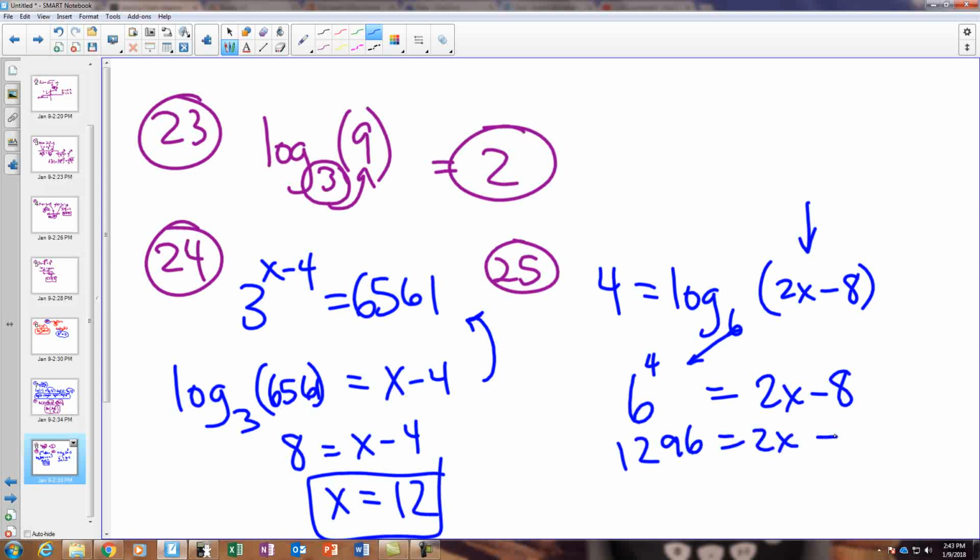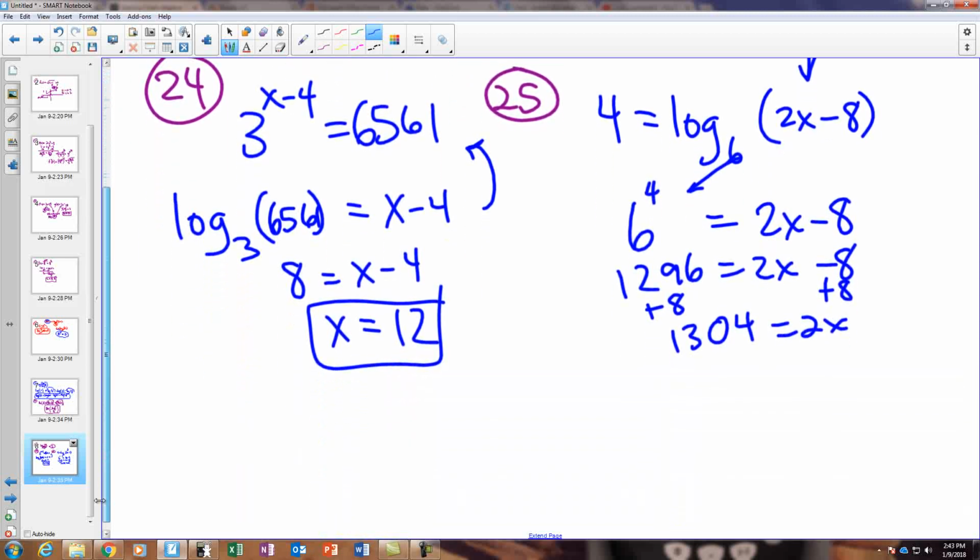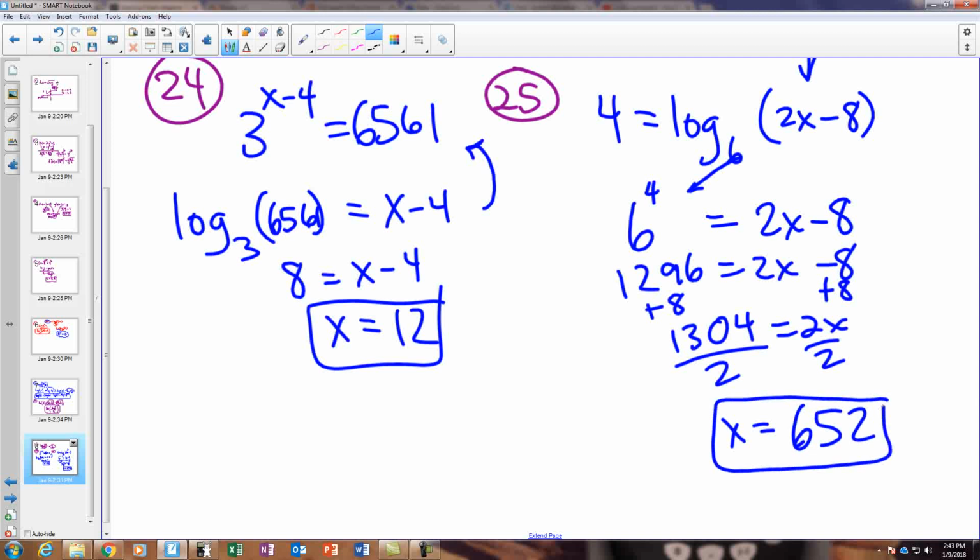equals 2x minus 8. I'll add 8 to get 1304 equals 2x. And if I divide by 2, x equals 652. Now, as a side note, this is really important to identify.